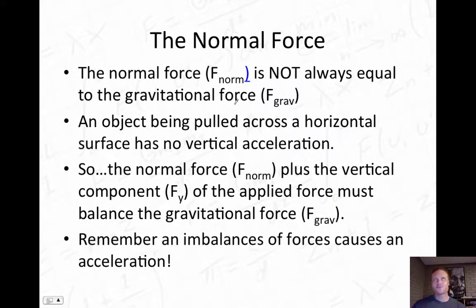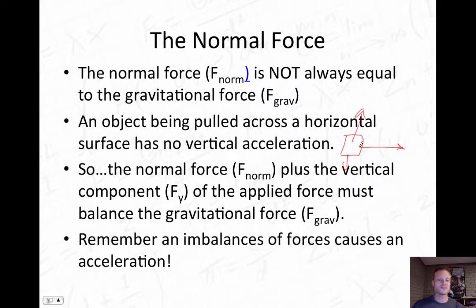All right. If a problem says an object is being pulled across a horizontal surface, that means there's no vertical acceleration. And basically what that's saying is, if I have a little box here and I'm dragging this box across the floor like that direction, if they're saying that it's sliding across the floor or moving across the floor in a horizontal direction, that means there's no vertical acceleration. So that means that the net force going up and down must be zero.